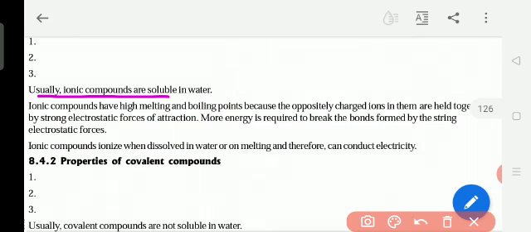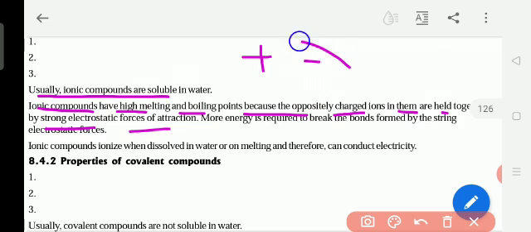Yes. So ionic compounds have high melting and boiling points because the oppositely charged ions in them are held together by strong electrostatic forces of attraction. If there is a positive and negative charge, opposite charges have more attraction, so they have a stronger bond. Okay, plus and minus, opposite charges.